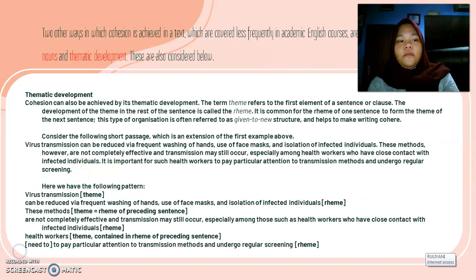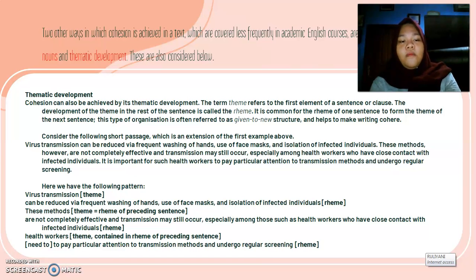Thematic development. Cohesion can also be achieved through thematic development. The term theme refers to the first element of a sentence or clause. Development of the theme in the rest of the sentence is called the rheme. It is common for the rheme of one sentence to form the theme of the next sentence. This type of organization is often referred to as a given to new structure and helps to make writing coherent. Consider the following short passage, which is an extension of the first example above.